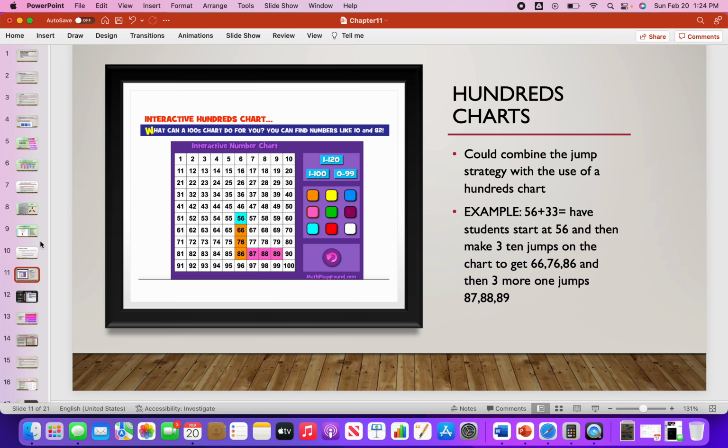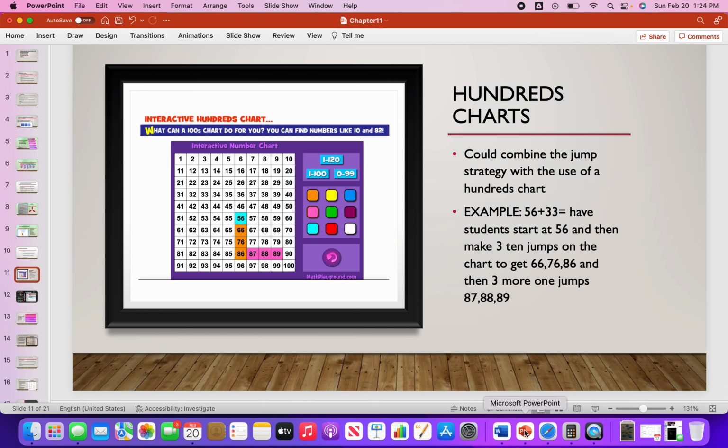So this is a hundreds chart. This has to do with more the invented strategies. You could combine it with the jump strategy. In my example here, 56 plus 33, you have students start at the 56, then make 3 10 jumps, as you can see in the orange, to get to 86, and then they make 3 more 1 jumps in the pink to get to 89.